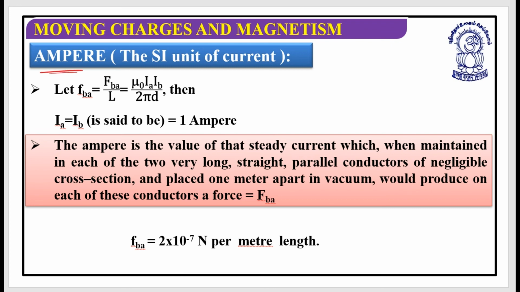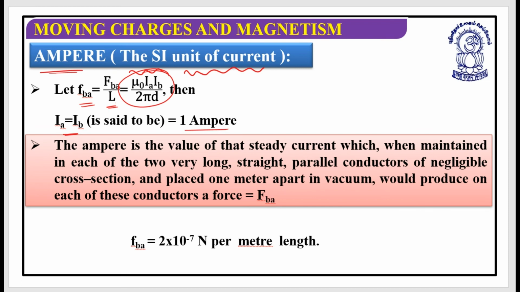Now let's define one thing. It's an ampere. Let's define the ampere. When we say SI unit of current, yes, we include this in the 7 fundamental quantities. So we understood that F by L should be equal to mu naught into I1 into I2 divided by 2 pi d. Here we have taken the currents as IA and IB, and let's suppose that IA and IB are 1 ampere.